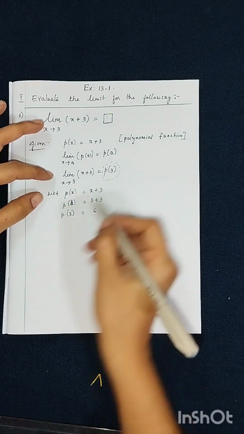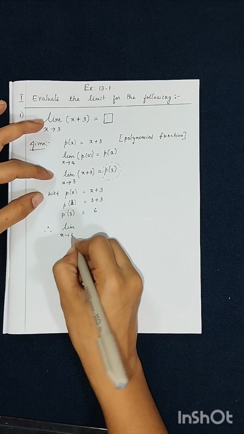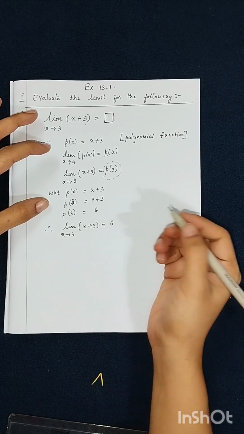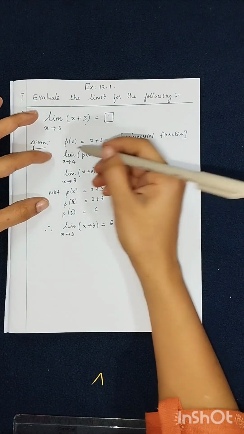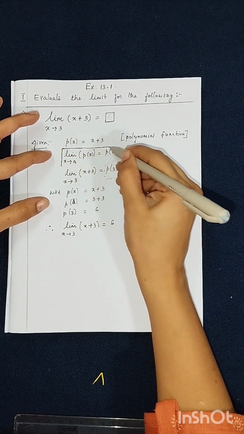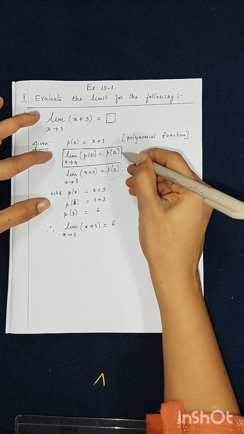So now let us substitute the value here. Therefore the final solution, that is the final limit value, is p of 3 is equal to 6. So the theorem or statement that we have used here is: limit of a polynomial function is equal to the functional value.